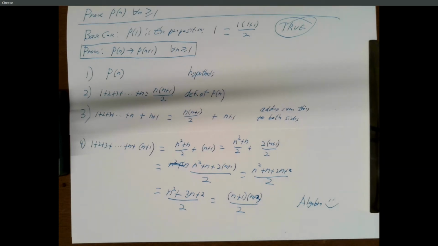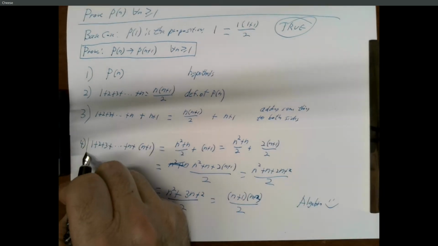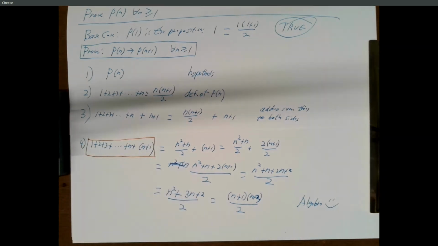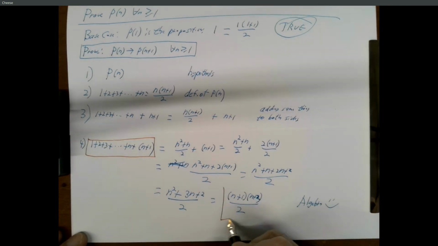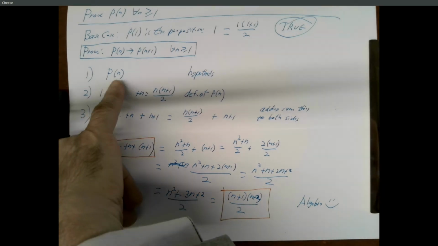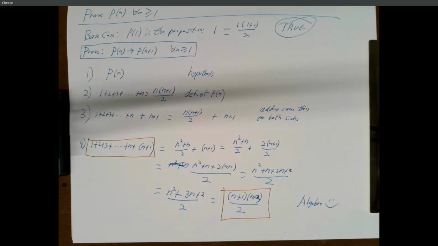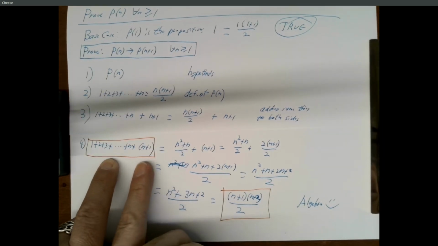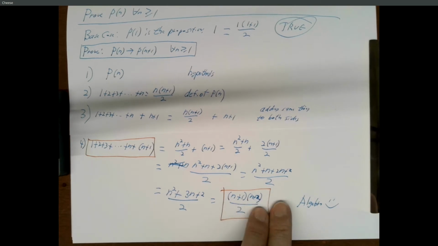So I have a new proposition. This is the sum of the first n plus 1 integers, and I've proven that's equal to (n plus 1) times (n plus 2) divided by 2. This is assuming that P(n) was true. Right? This could all be garbage. But assuming P(n) is true, I've proven the sum of the first n plus 1 integers is (n plus 1) times (n plus 2) divided by 2.